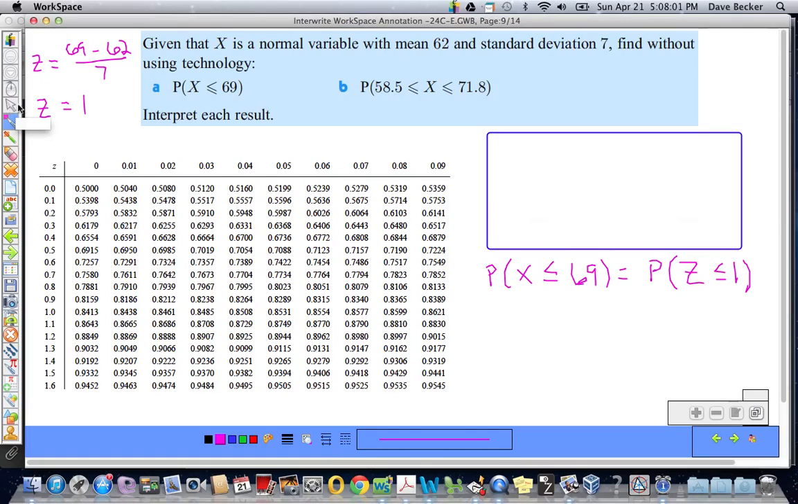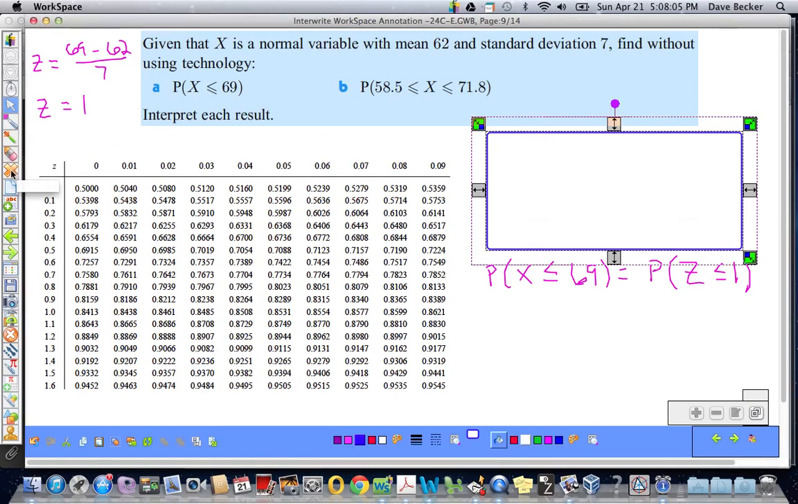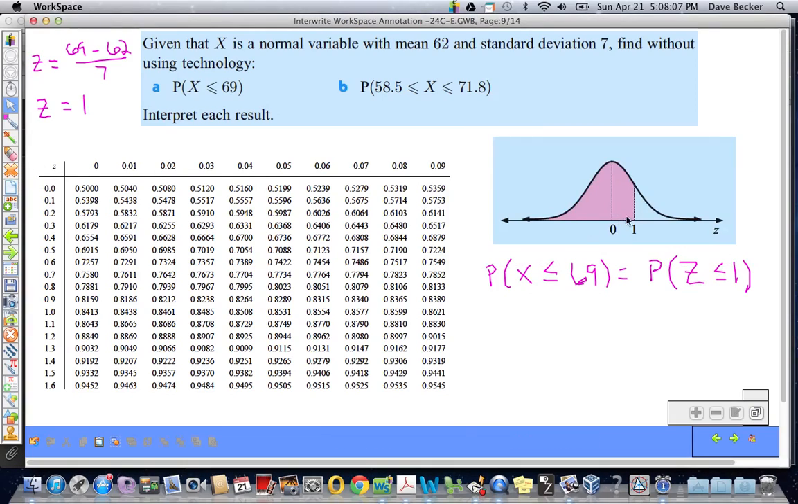Okay? And that's very straightforward if you remember that the table gives you the area to the left of the curve. So that means that that probability is approximately equal to, we go to 1.0, here we go, 0.841, or about an 84.1% chance of that occurring.